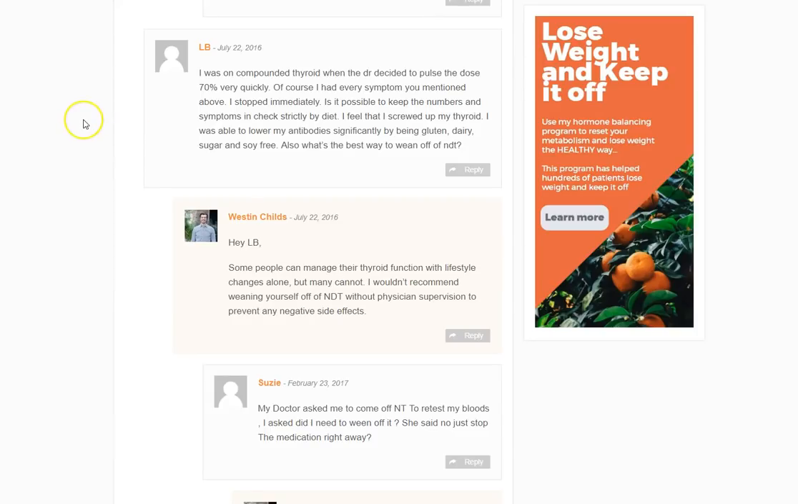All right, this is LB. I was on compounded thyroid when the doctor decided to pulse the dose 70% very quickly. I assume that means increase it. Of course, I had every symptom you mentioned above. I stopped immediately. Is it possible to keep the numbers and symptoms in check strictly by diet? I feel that I screwed up my thyroid. I was able to lower my antibodies significantly by being gluten, dairy, sugar, and soy free. Also, what's the best way to wean off NDT?